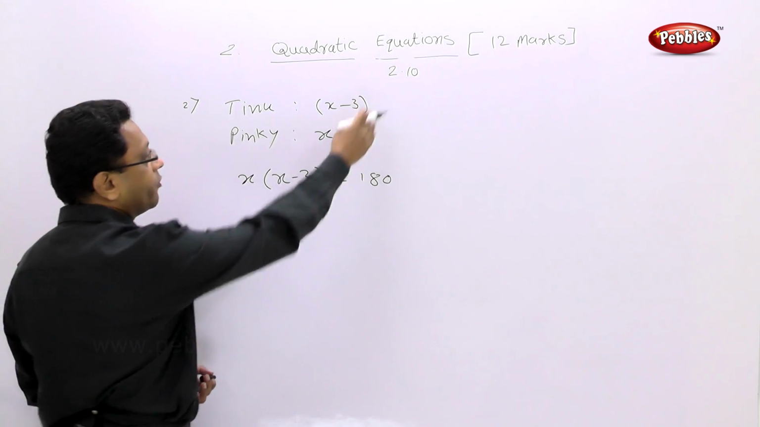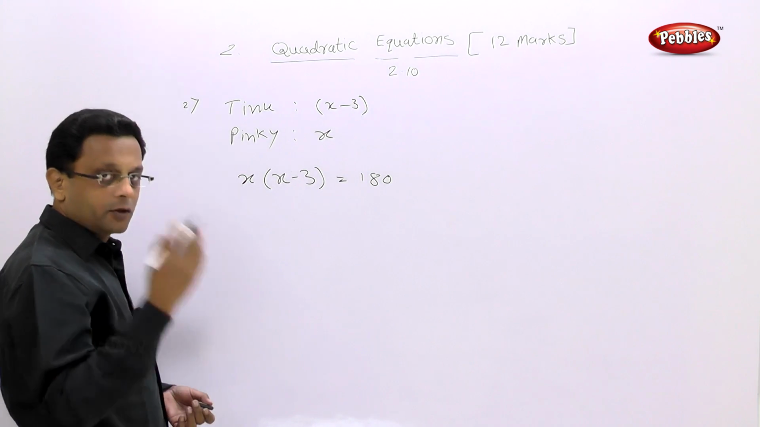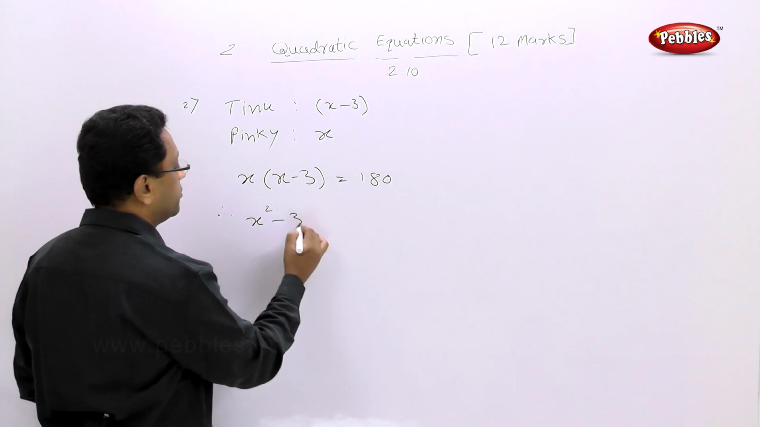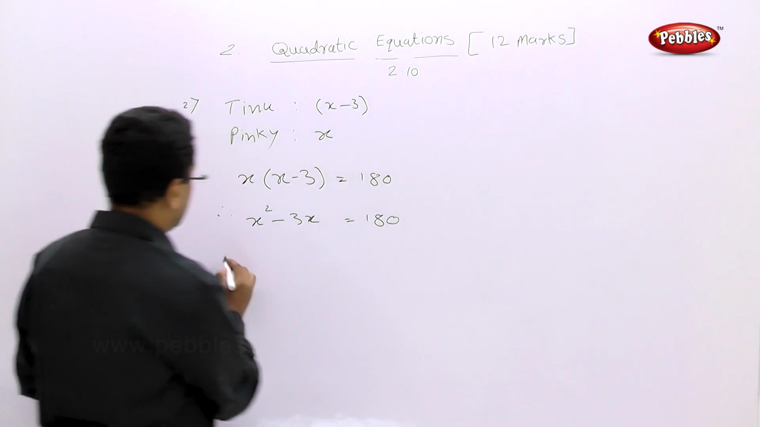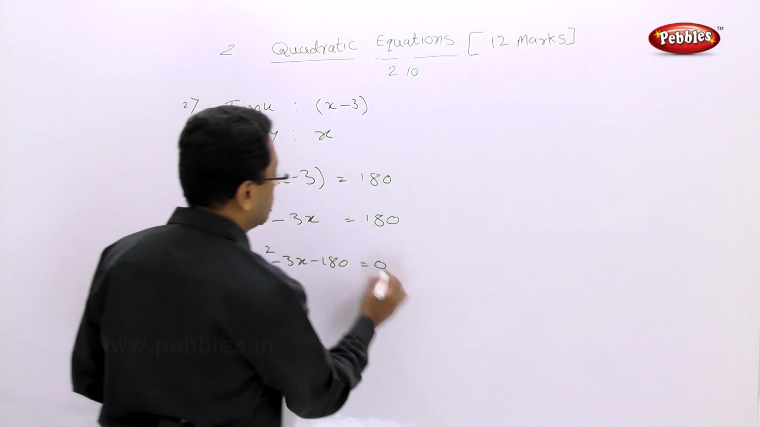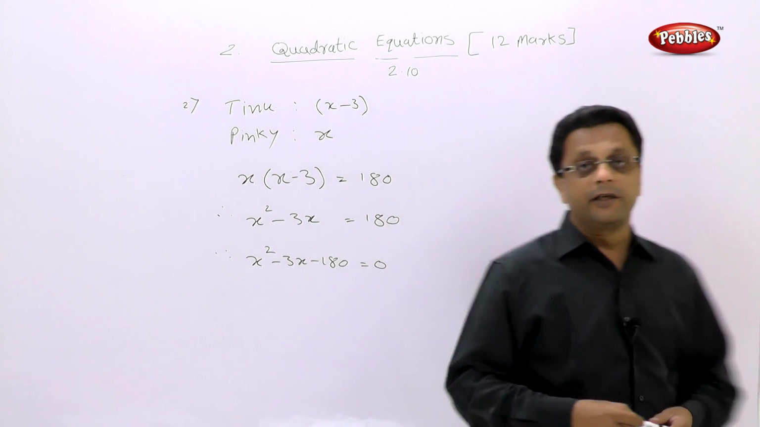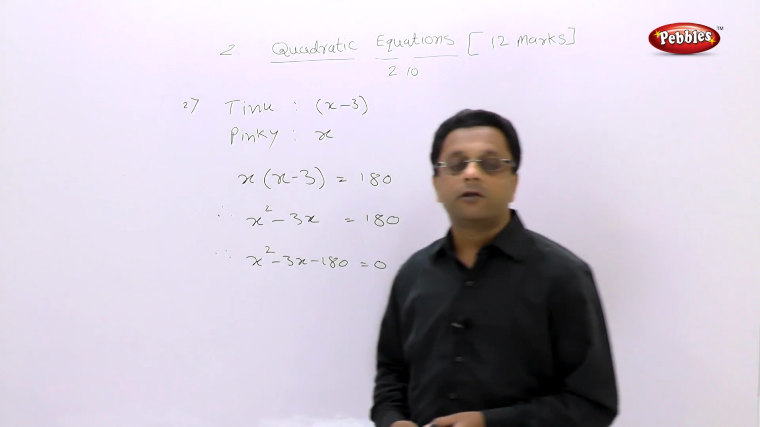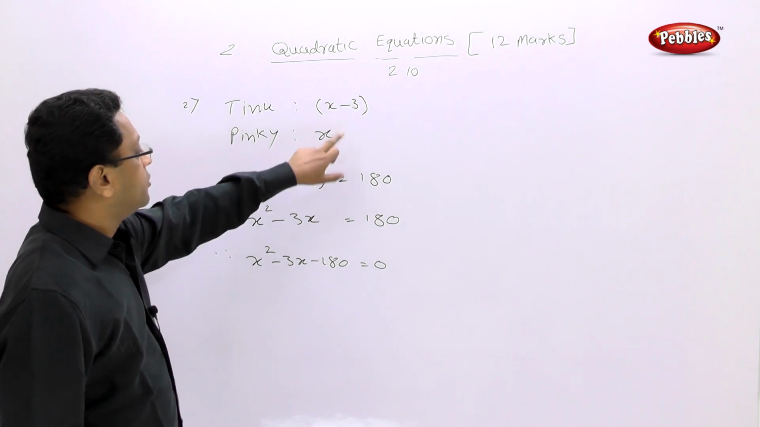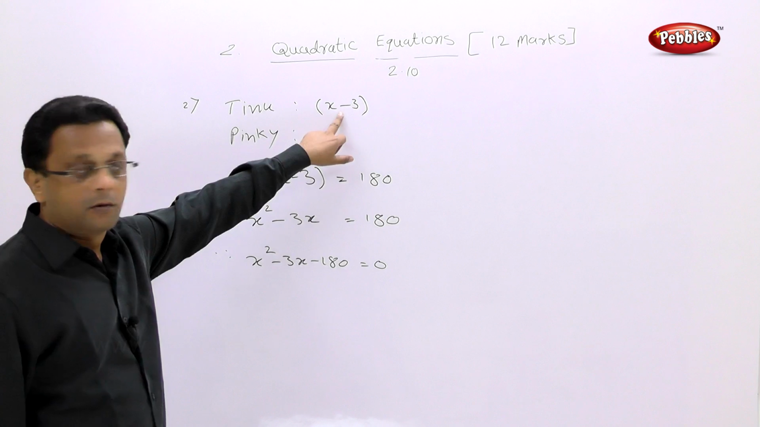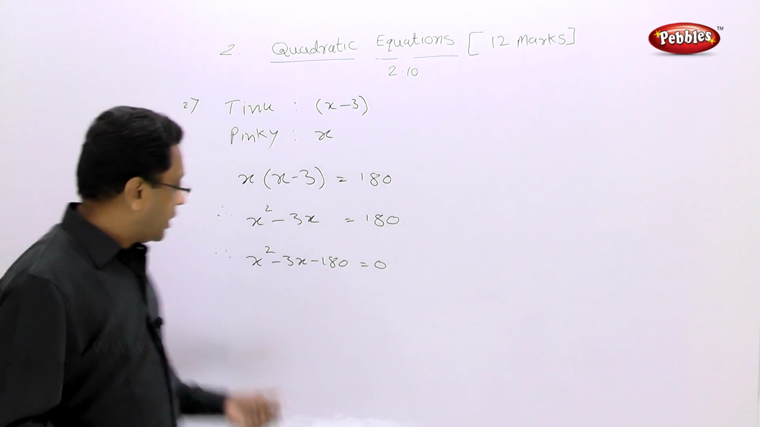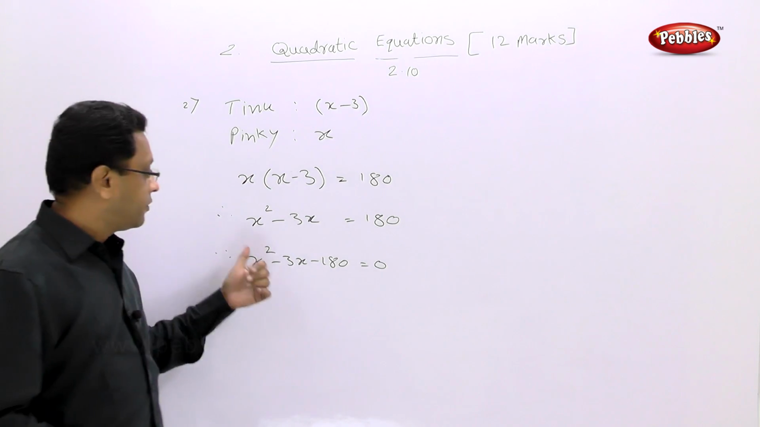This is the equation we get from the first condition. Now let us solve this. x square minus 3x is equal to 180, and here we get x square minus 3x minus 180 equal to 0. We have got a simple quadratic equation which when you solve you will get the value of x, which will be the age of Pinky, and from this you can get the age of Tinu. So please pause your video here and solve this quadratic equation to get the value of x.